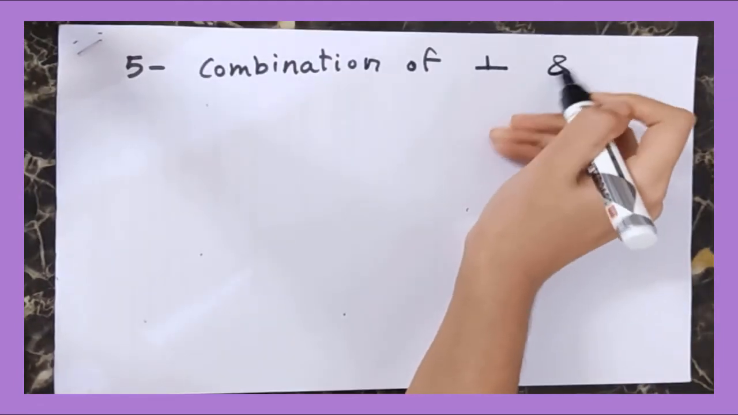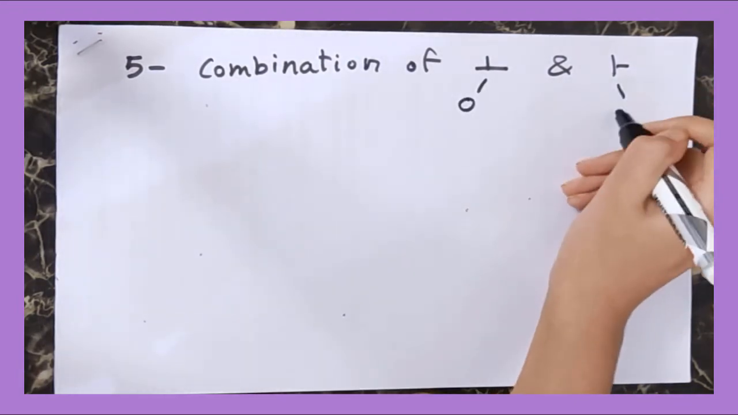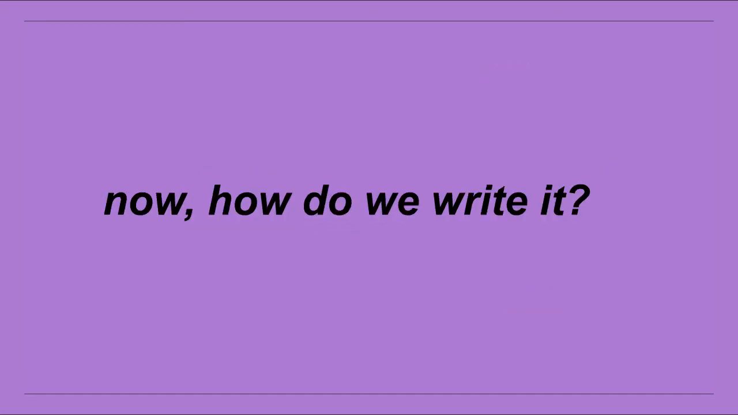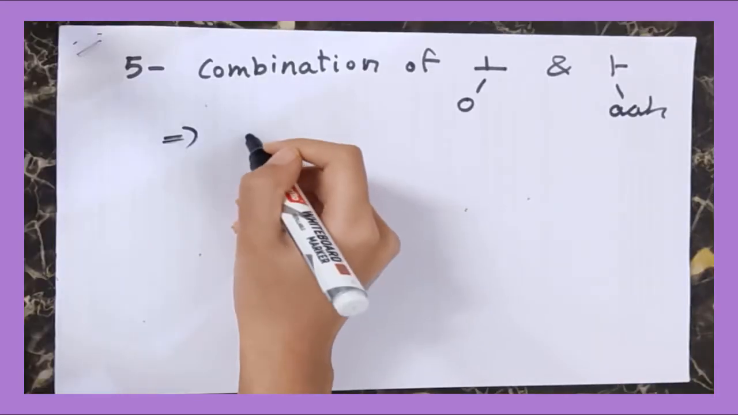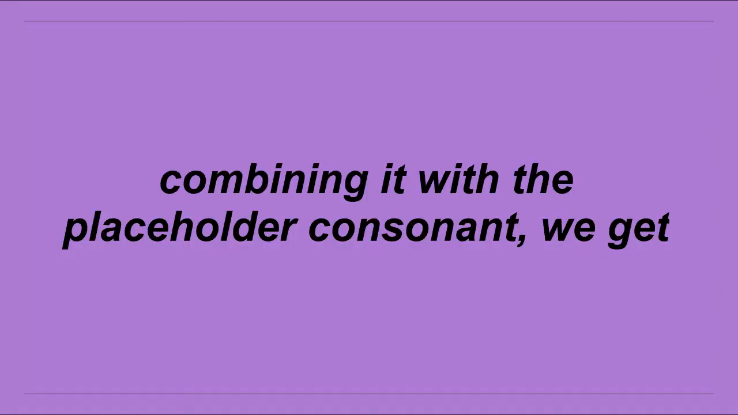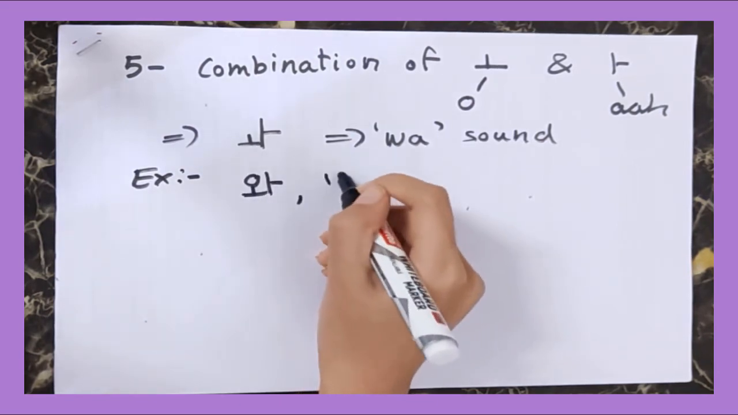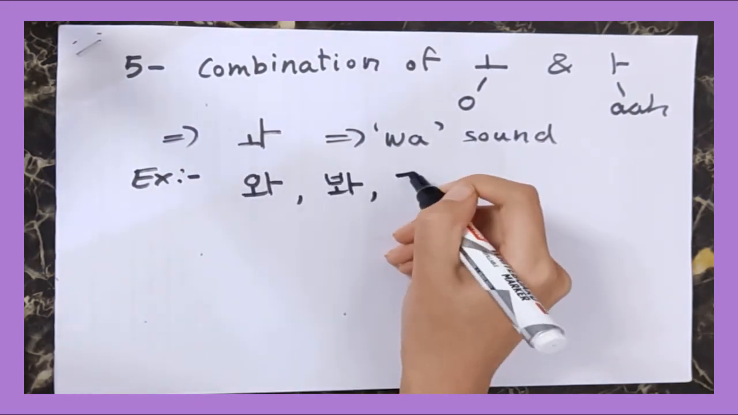Now this is the combination of O and A. And if we say it really fast, we get wa, right? Wa wa wa. Now, how do we write it? See carefully. Wa. Combining it with the placeholder consonant, we get wa. More examples? Gha, bha.